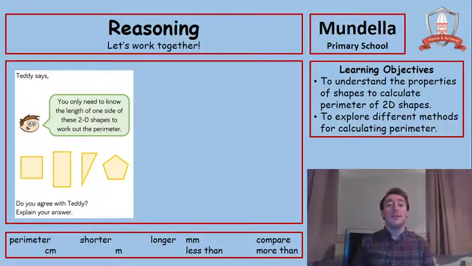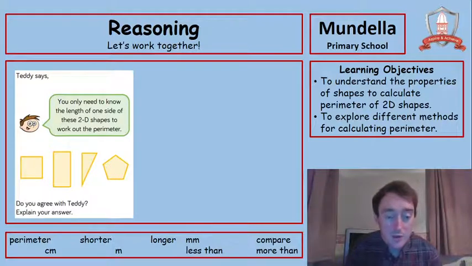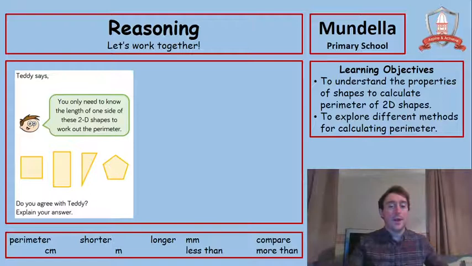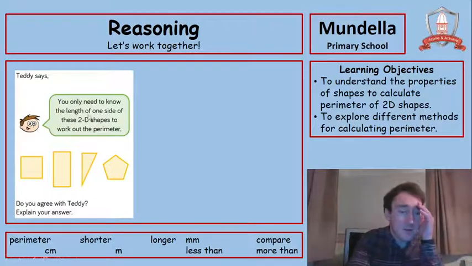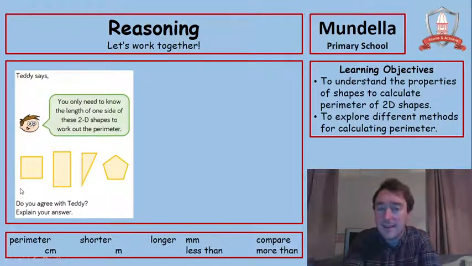Okay, let's work together. Teddy says, you only need to know the length of one side of these 2D shapes to work out the perimeter. Okay, the length of one of the sides to work out the perimeter. Okay, I wonder what you think about that. Do you agree with Teddy? Explain your answer. Okay, I'll give you a moment to think. What do you think?